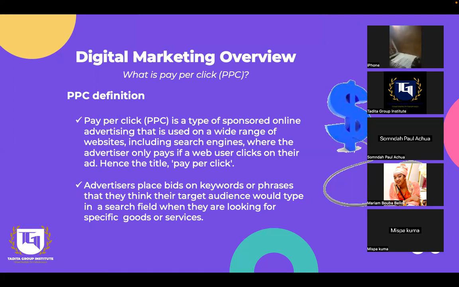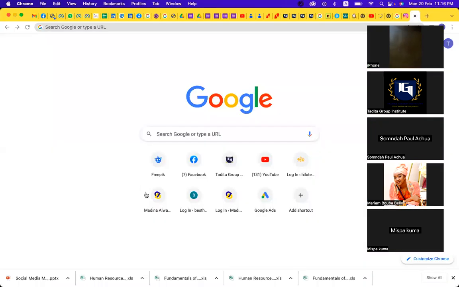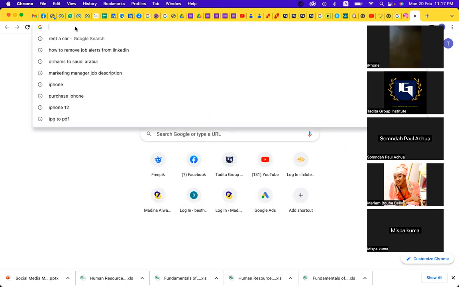Now what is this PPC? Let me break it down and help you understand far better, and I'm going to do this with a practical example. Whenever you go to a search engine and you want to search for a particular item or service, or you want to do research, any word which you type in your search bar, in digital marketing, is known as a search term. You as an audience type in this word, it is known as a search term.